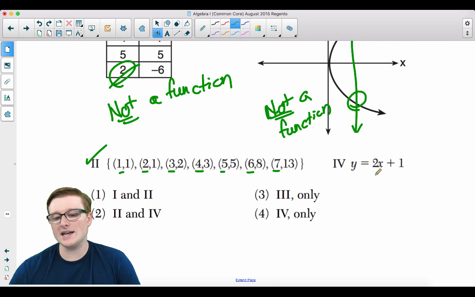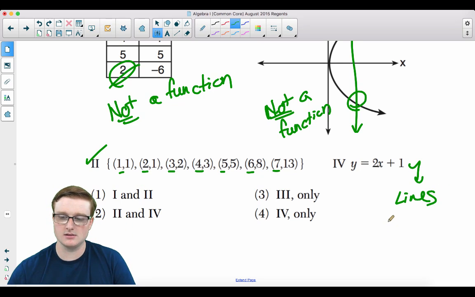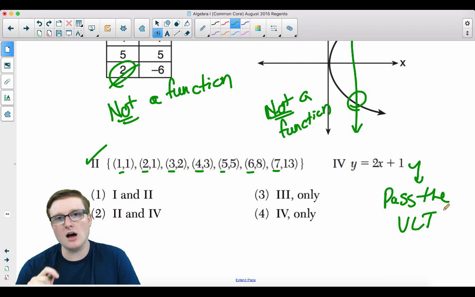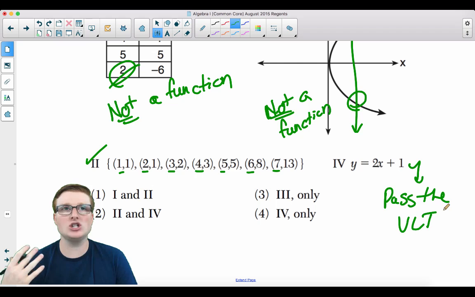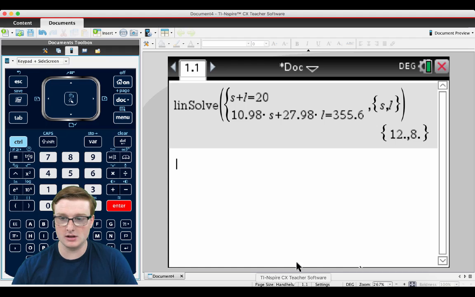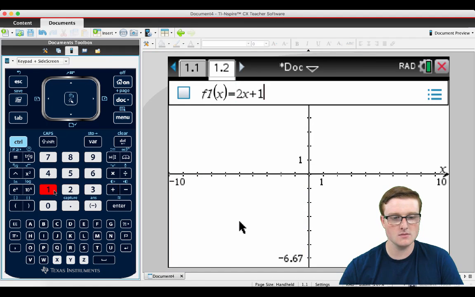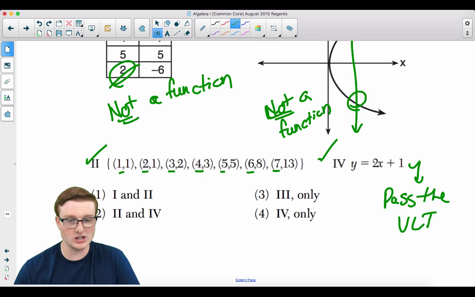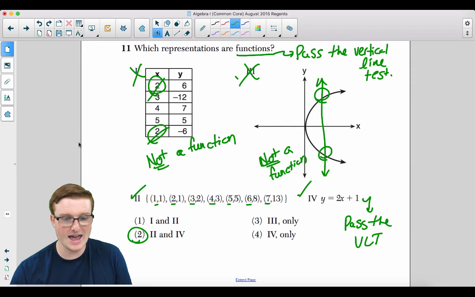Now, for y equals 2x plus 1, this is a line that is on a slant. And all lines, well, not all of them, but in this case, this does pass the vertical line test. The only line, and this is quite interesting, the only line that does not pass the vertical line test is if you have a vertical line itself. So for example, if you have the equation x equals 1, that line does not pass the vertical line test. Those are the only conditions where lines don't pass it. But in this case, if you graph the line 2x plus 1, you actually see that it does pass the vertical line test at every single point. So your answer is going to be choice 2. That is going to be 2 and 4.